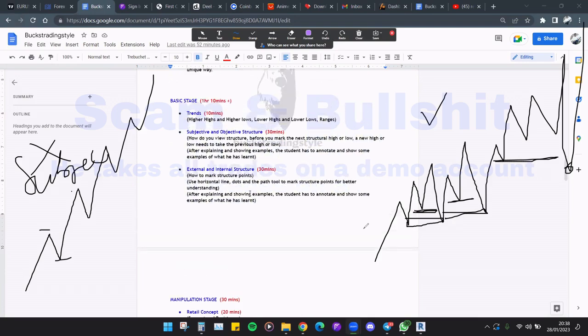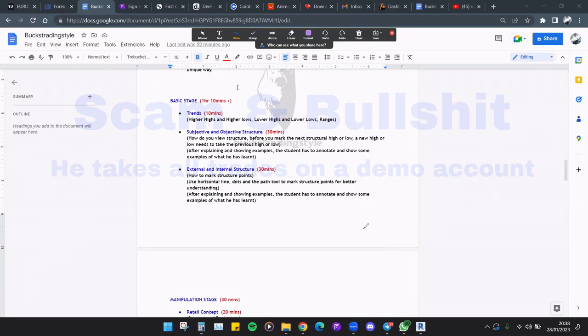Now that is how we mark external structure and internal structure. So even without going deeply into the internal structure, just know that within our trading range right here, everything happening before the break of the range is our internal structure. All of this is internal structure. Do you understand that? Good.